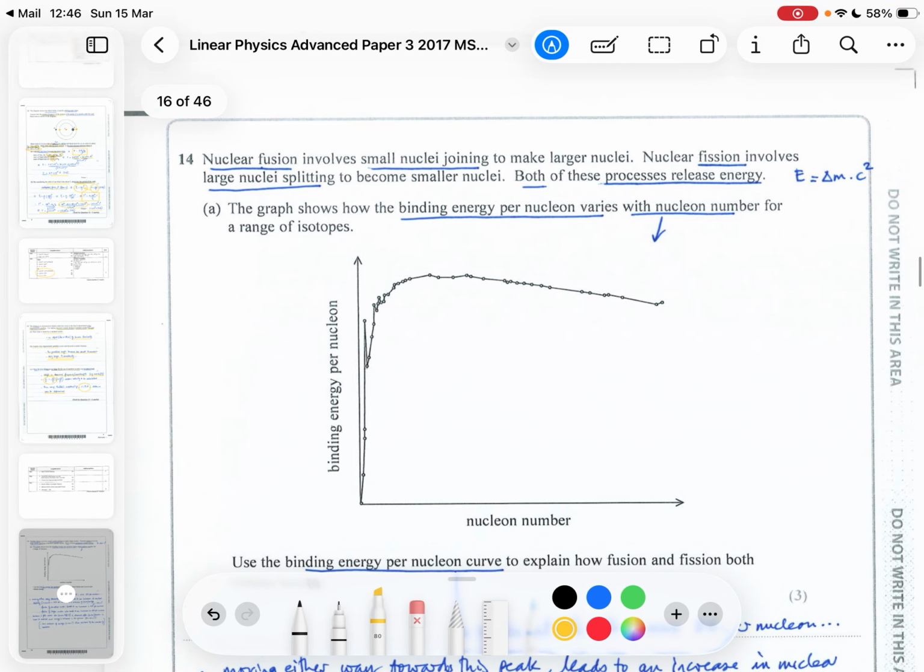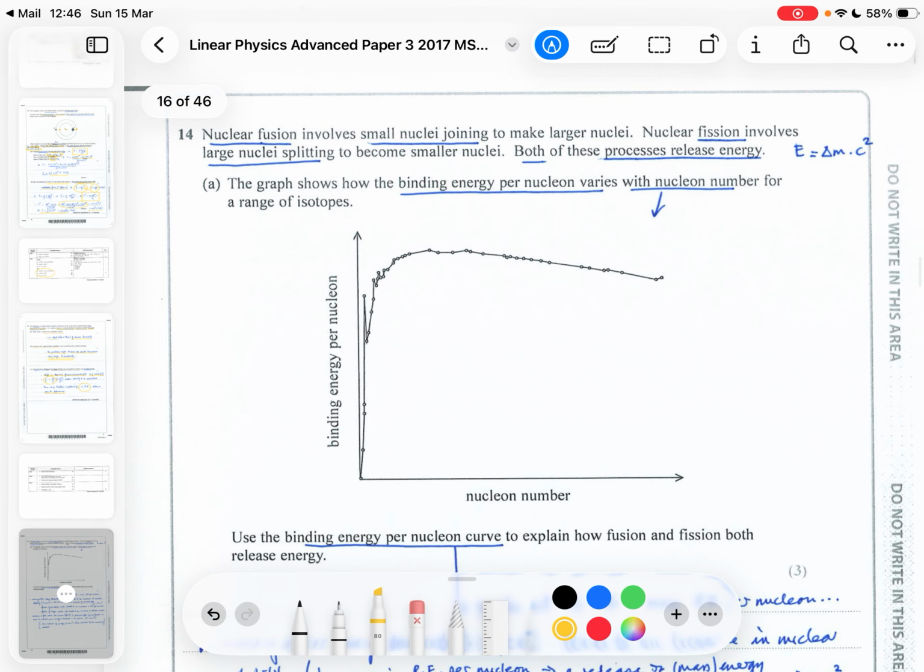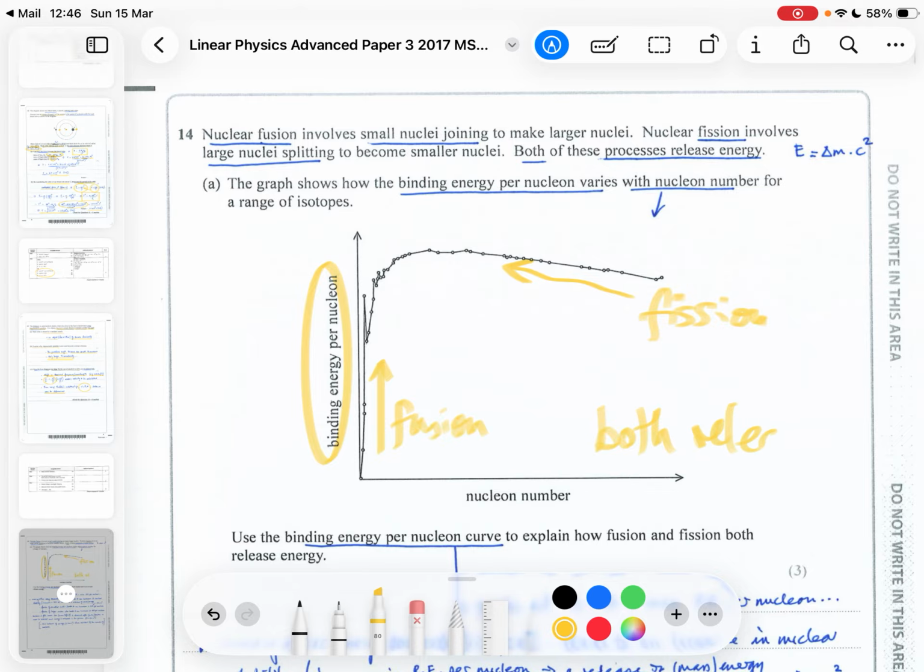Question 14. Here you have nuclear fusion involving small nuclei. So small nuclei, that'll be fusion goes up. Fusion is this way. If you're going higher in this value, you're basically releasing energy. And fission is when you split larger nuclei into smaller ones. And if you're going that way, you're also going up the binding energy per nucleon curve, so they both release energy. Okay? So they both release energy.